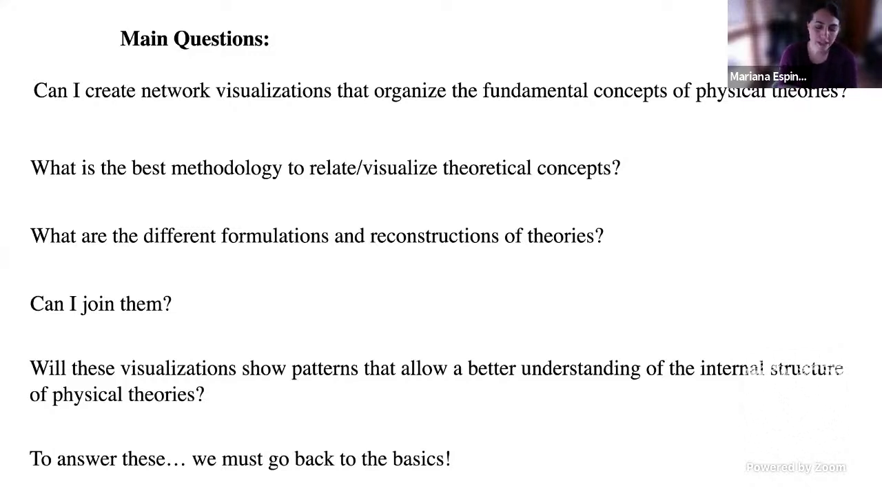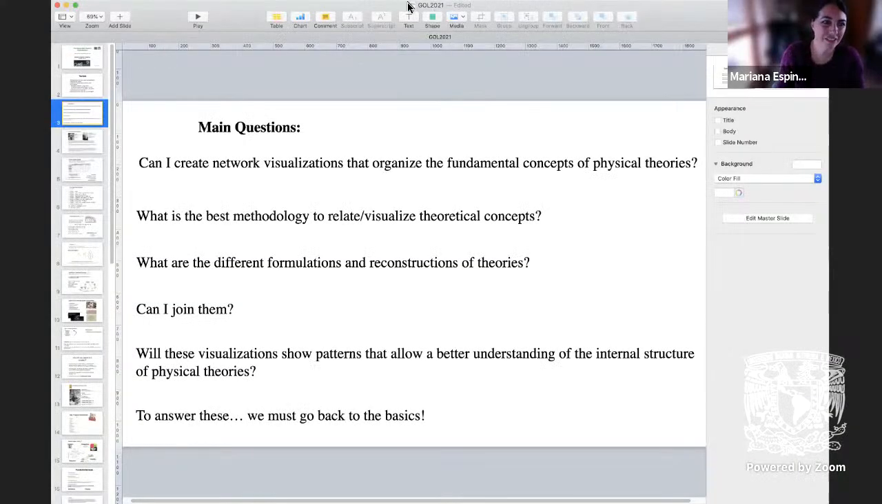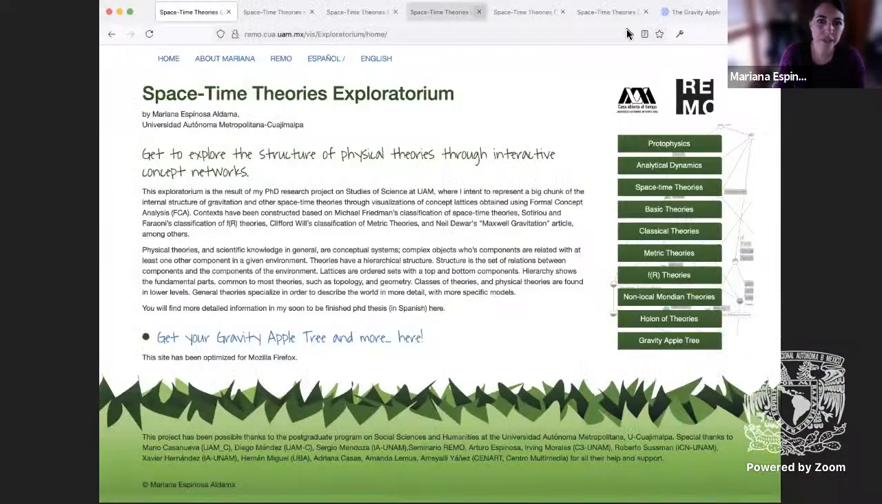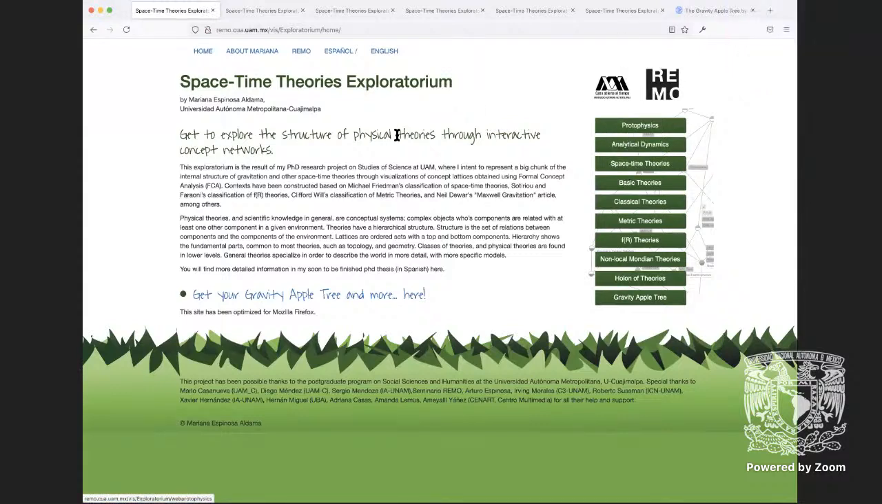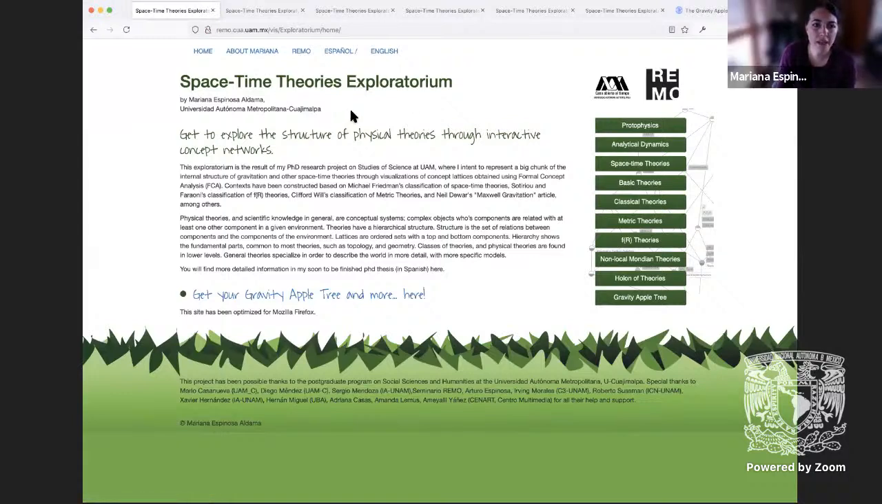And for this, we have to go back to the basics. So now I'm going to share another screen. Can you see now where it says Space-Time Theories Exploratorium? Yes. Okay, so this is the webpage. You can see it much better if you use Firefox. I still have a little work to do there, so you can see it in Safari or Google Chrome or something else, but you can see it much better in Firefox.